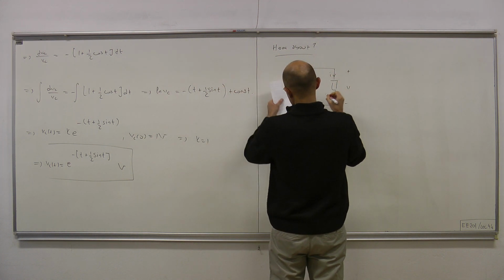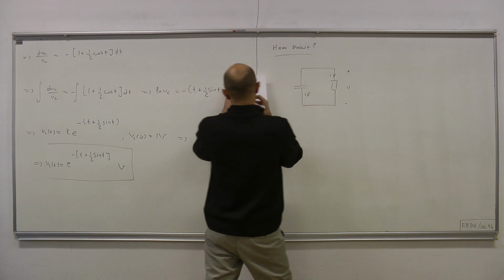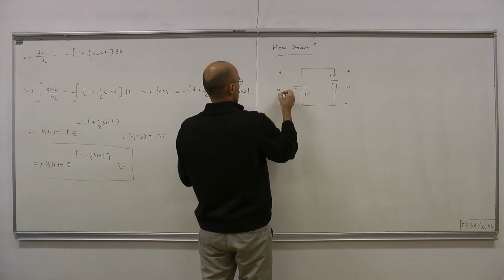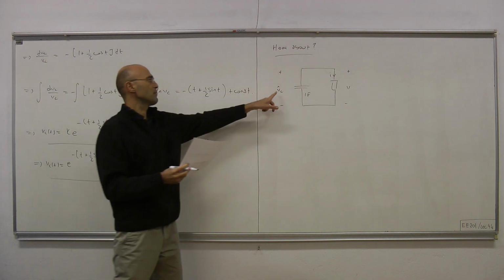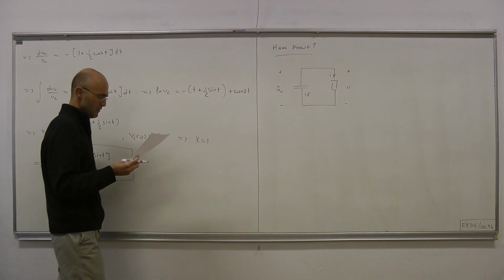Plus minus V, 1F. This is our capacitor voltage. Now, this is our, let's say, second experiment. Therefore, we're indicating capacitor voltage with a slightly different notation, VC hat.